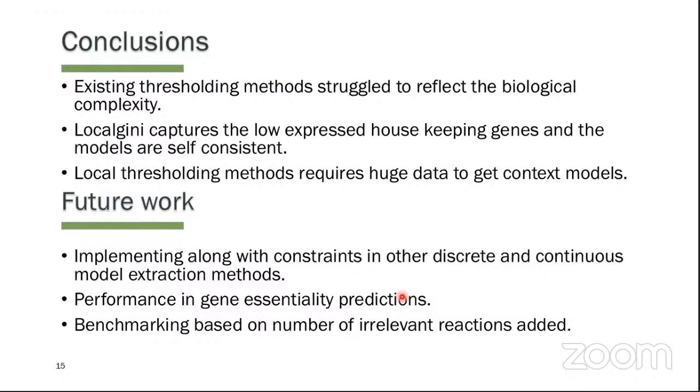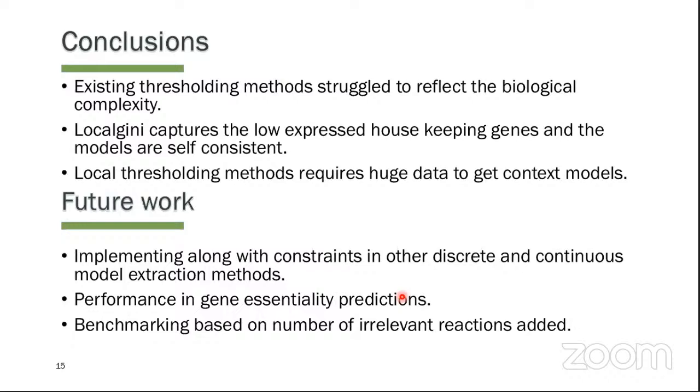What these thresholding methods assume is that all genes have the same patterns, regulations, and stabilities, but this is not the case. So local Gini well captures these low expressed housekeeping genes, and the models produced by local Gini are more self-consistent. And there is a drawback in this, not only in local Gini, but in local thresholding methods.